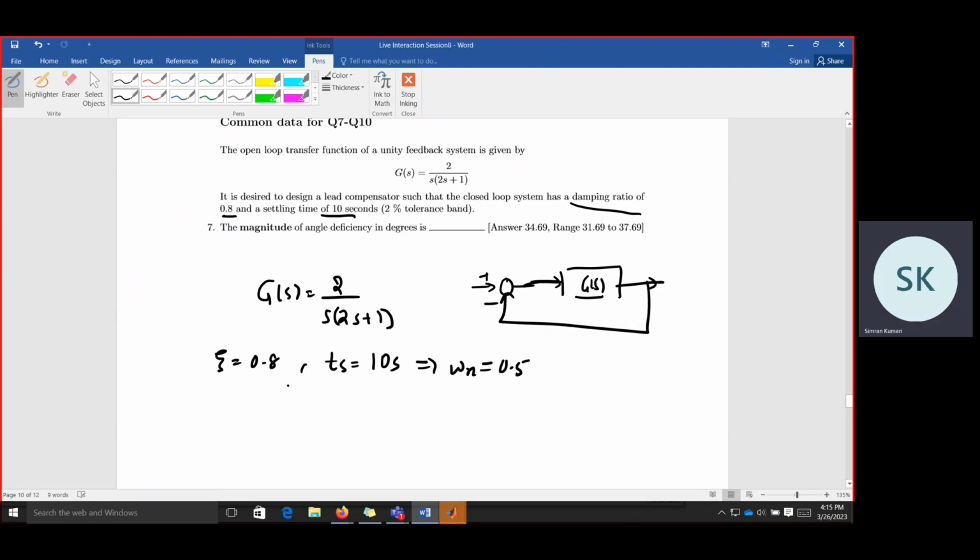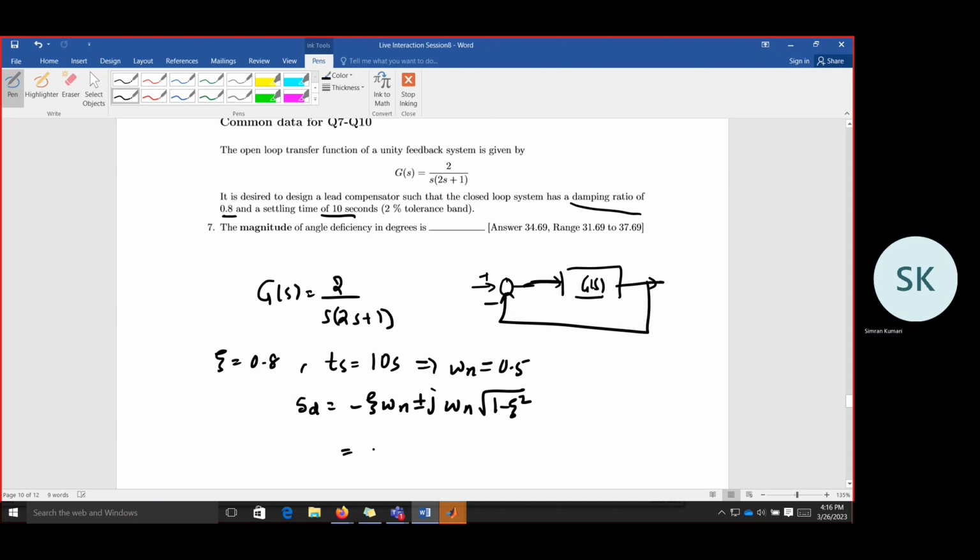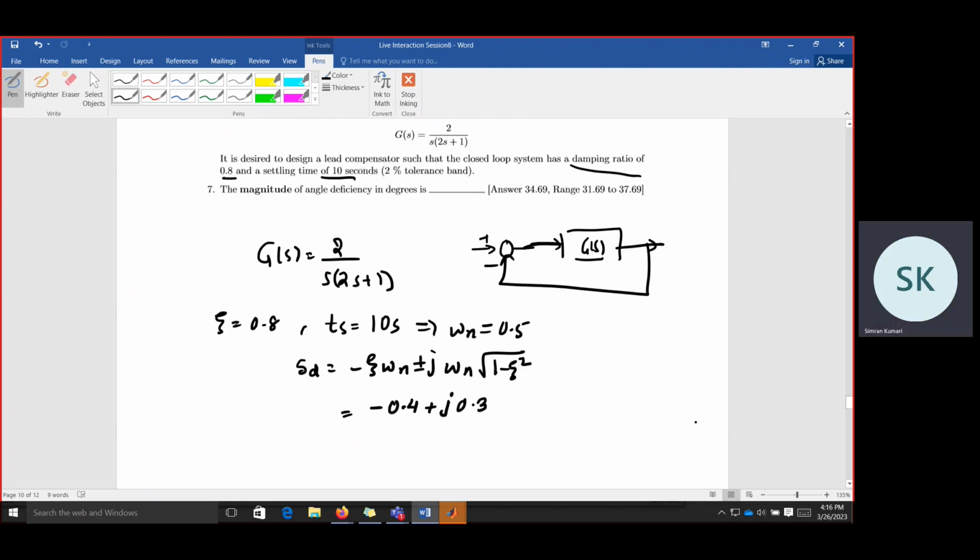Okay. So if we know zeta and omega n, we can say what the closed loop dominant poles are. This will be s equal to minus zeta omega n plus minus j omega n root under 1 minus zeta square. So just substitute zeta and omega n, we will get minus 0.4 plus minus j 0.3. Okay, so these are the closed loop poles. Now it asks for the magnitude of angle deficiency in degrees.